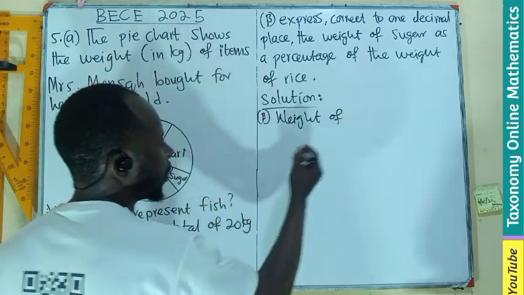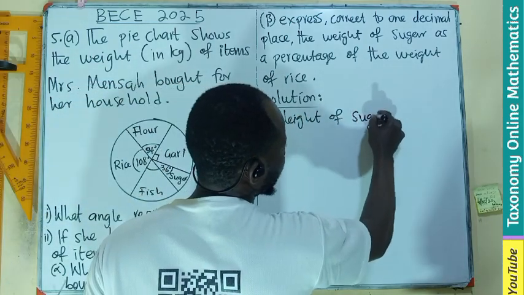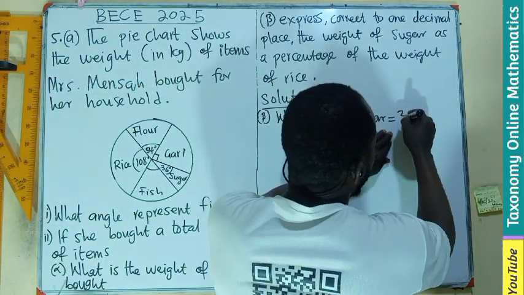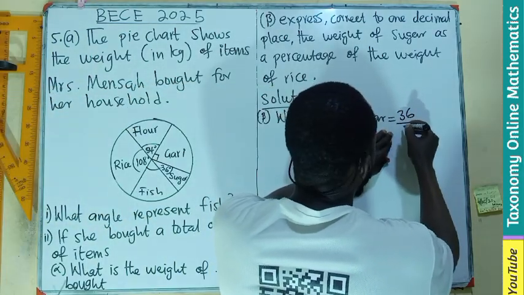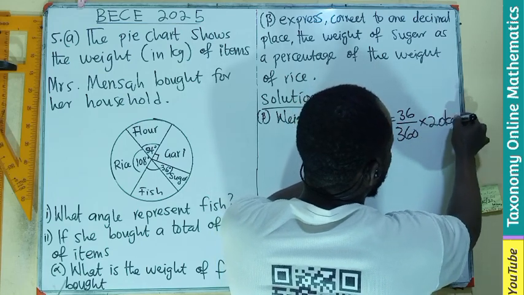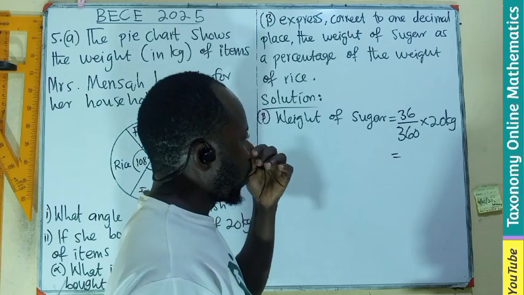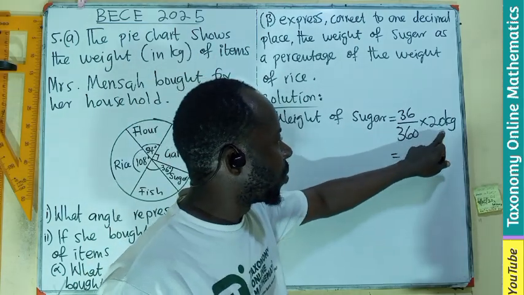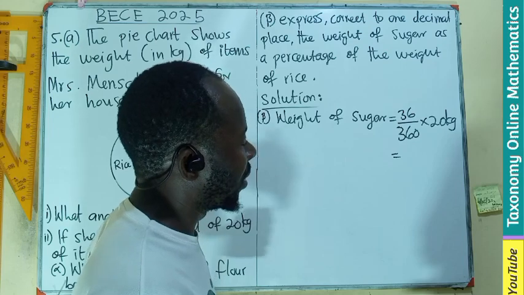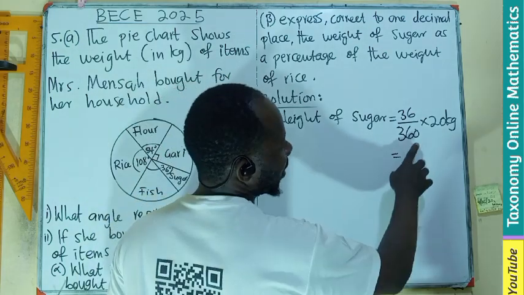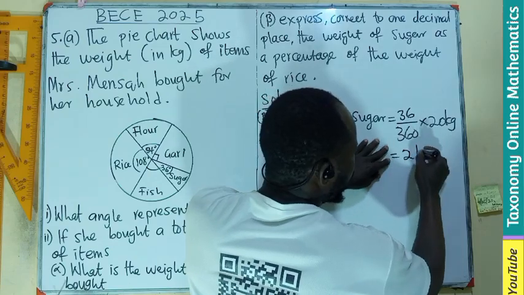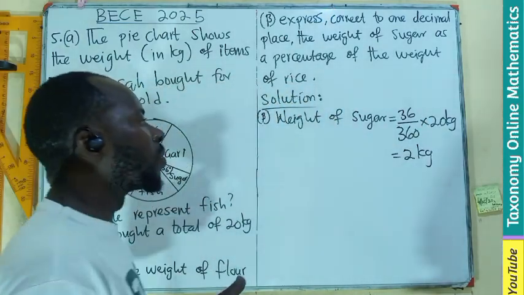Let's go for the weight of sugar. It is going to be the angle for sugar, which is 36, divided by the total angle, 360, times the 20 kg. And I'm sure the zeros will cancel. This cancels this, this cancels, I'll give you 2. So 2 kg. All right.